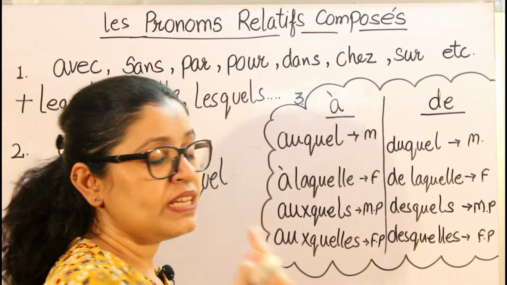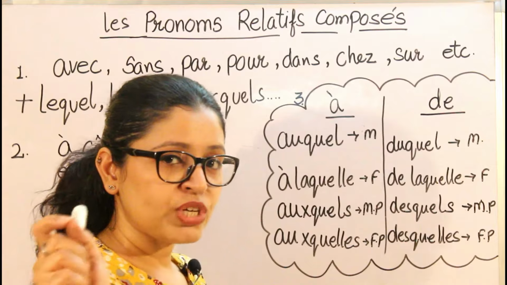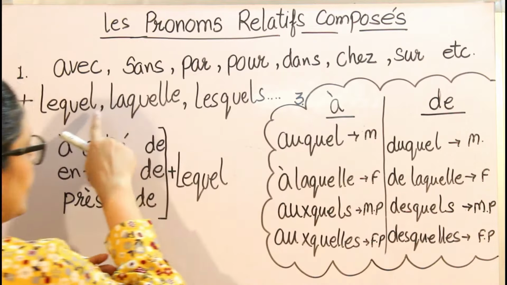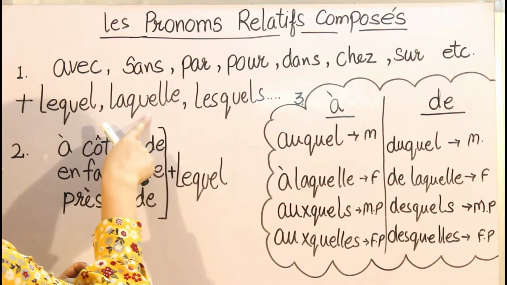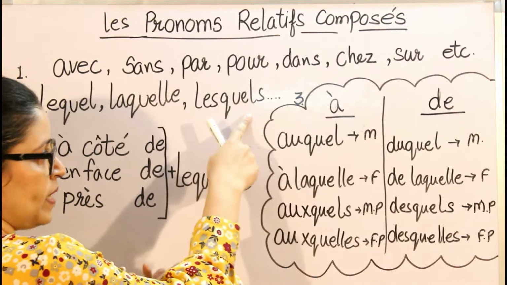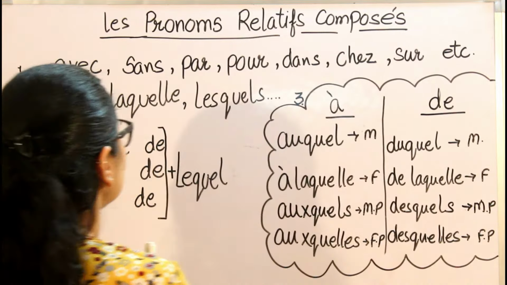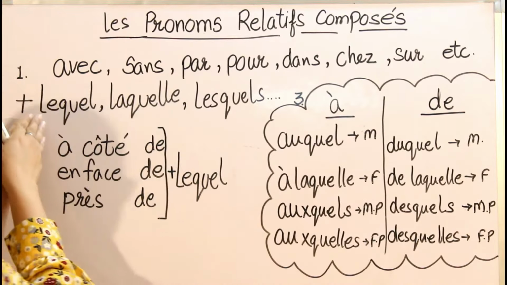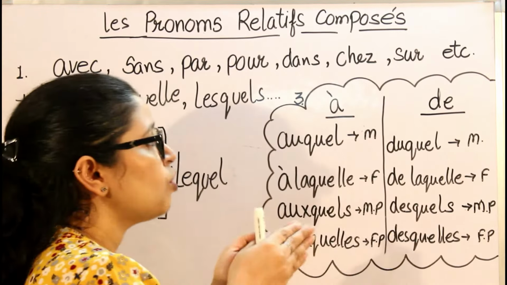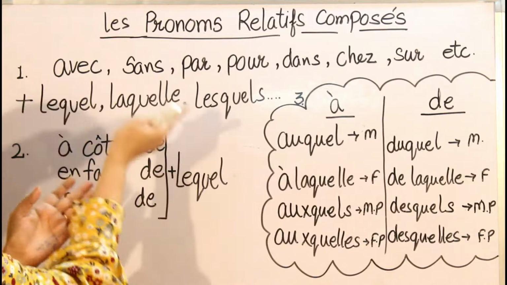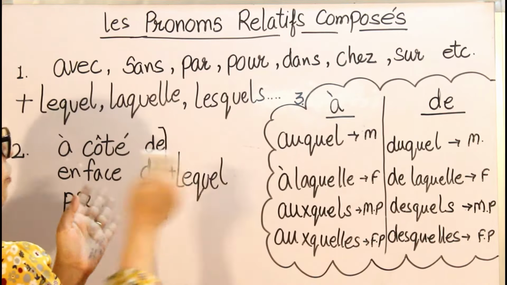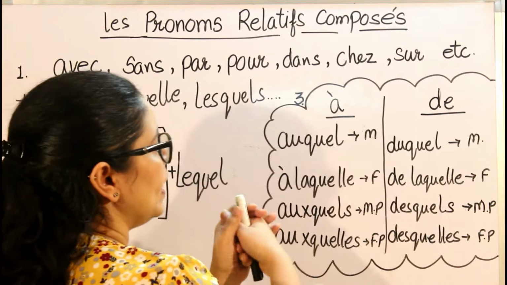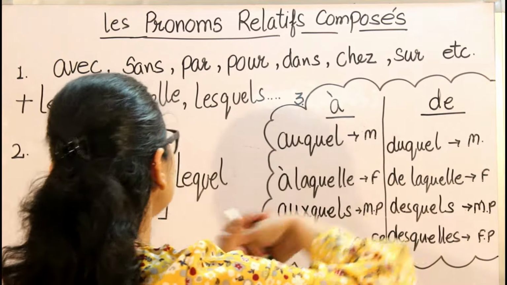If you are using quel for the word which, then you need to use it with the definite article, which means lequel. For feminine, laquelle, and for plural, lesquels for masculine plural and lesquelles for feminine plural. Here we are focusing on some prepositions that are always used with lequel, giving the meaning of in which, with which: avec lequel, with which; sans lequel, without which; par lequel, by which; pour lequel, for which; dans lequel, in which; chez lequel or sur lequel, on which, and so on.